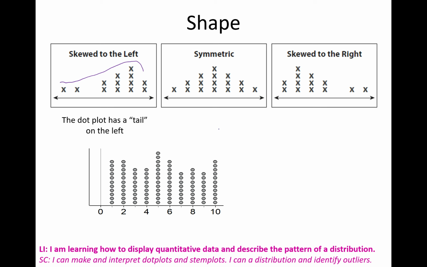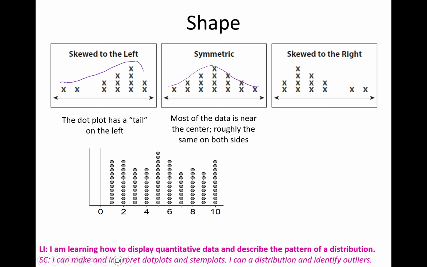And then if we look at the symmetric, this basically means roughly the same on both sides. For symmetric, most of the data is near the center, roughly the same on both sides. And if I were to trace the top of this one, it looks like a bell curve.